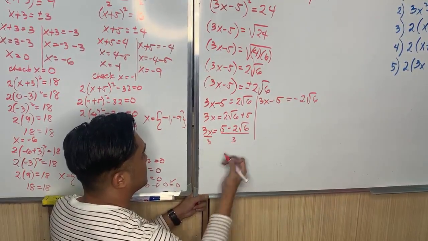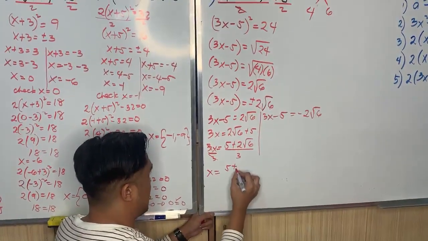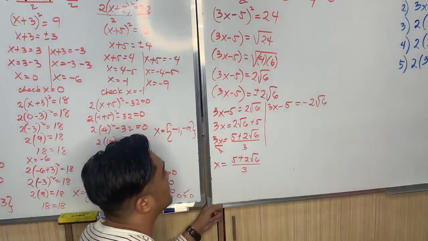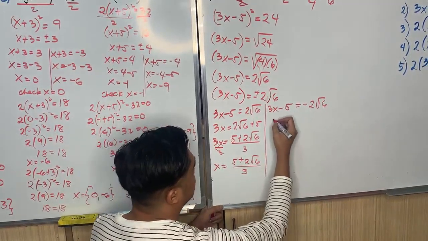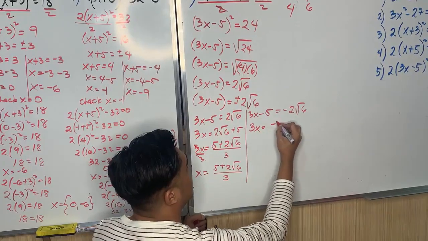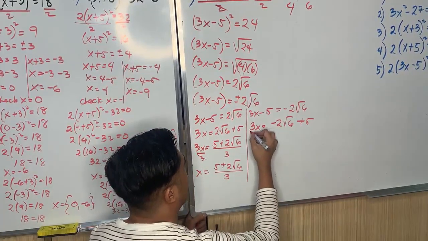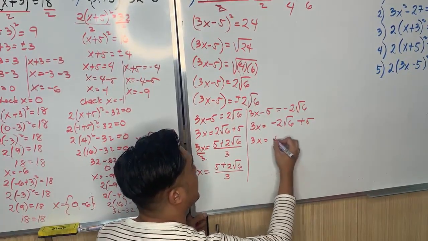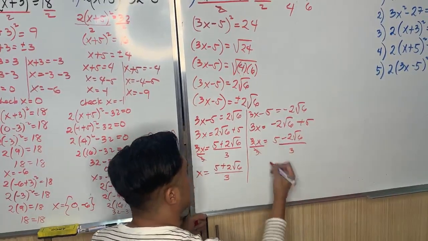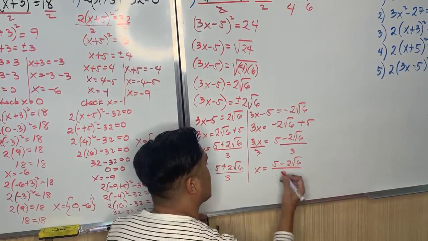Divide both sides by 3. Plus pala yan. Magiging x is equal to 5 plus 2 square root of 6 over 3. Ito rin isa. Magiging 3x is equal to negative 2 square root of 6 plus 5. Magiging 3x is equal to 5 minus 2 square root of 6. Divide both sides by 3. Magiging x is equal to 5 minus 2 square root of 6 over 3.